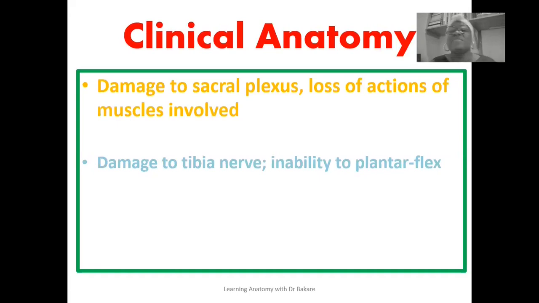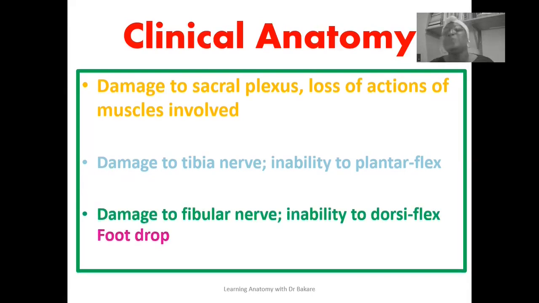Damage to the tibial nerve basically will lead to the inability to plantar flex, because most of the muscles that the tibial nerve innervates are located at the posterior part of the lower limb, and these muscles are responsible for plantar flexion. Then the third one is damage to the fibular nerve. Damage to the fibular nerve will lead to the inability to dorsiflex, which will lead to foot drop.